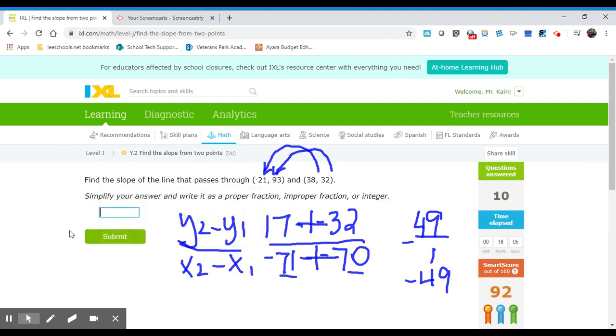All right. So that's how you do that. That's how you find the slope when given 2 points.